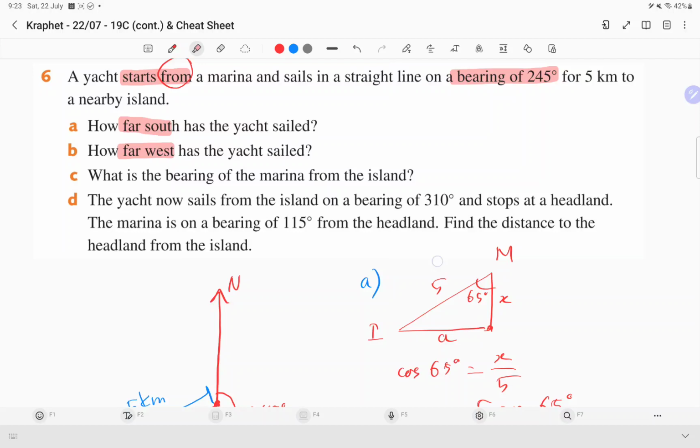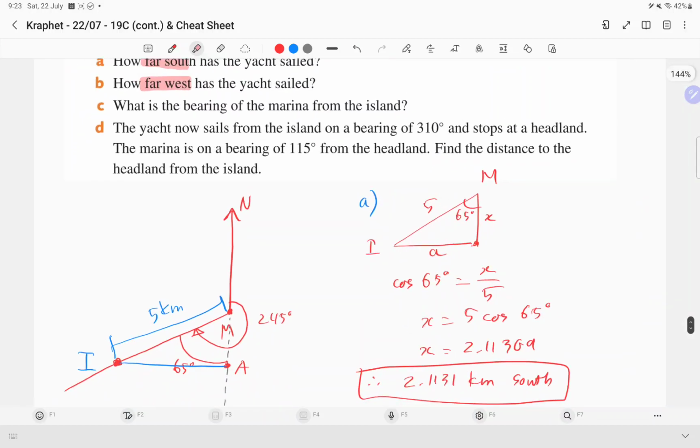Can I see the thing? The marina. Oh, the bearing is... wait, is the bearing 245? No. All right, here's your first hint. Oh, C, from the island. Yep. So what's the first thing that we have to do?